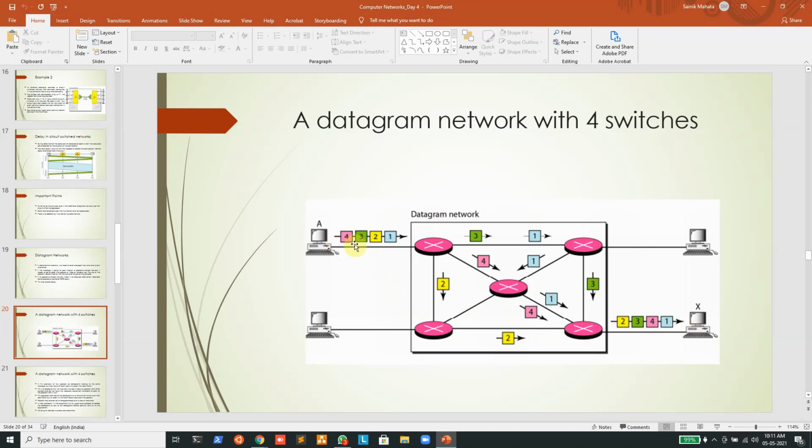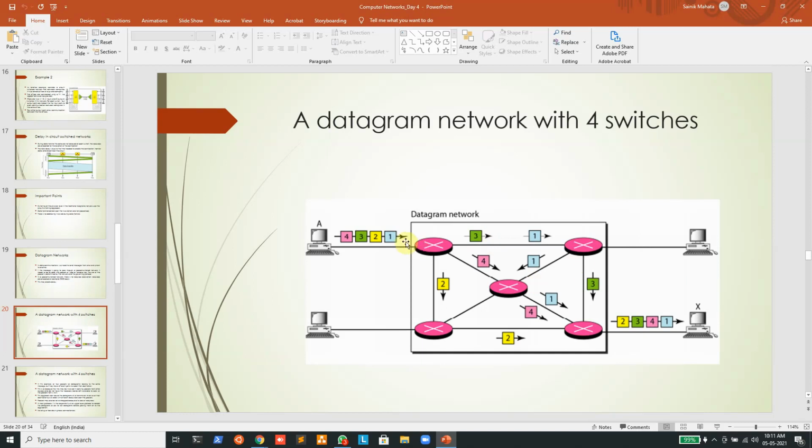So, computer A will have some data, and obviously this data will be packetized, which means we have 4 packets here: the first packet, second packet, third packet, and the fourth packet. Computer X wants to receive data from computer A. Again, we can see that these are the switches. There are 5 switches.